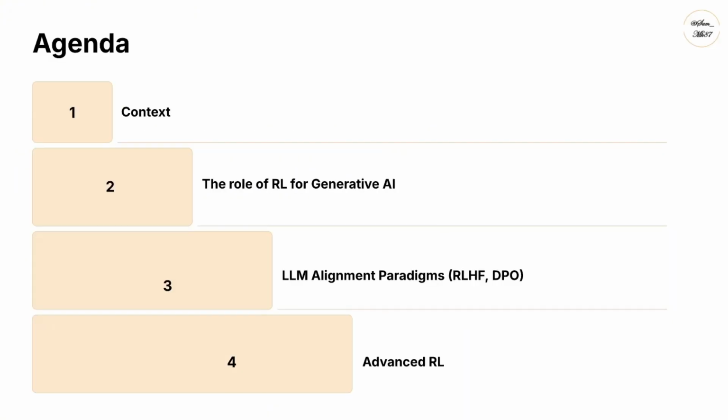So this is the agenda for today. We're going to have a quick context of RL and its evolution. Then we will cover the role of RL for generative AI, and then start to cover some of these key RL techniques that can be used for LLM alignment and also generative AI improvement. And then we will conclude with some of these advanced new RL techniques which improve the performance and the alignment of the LLMs.